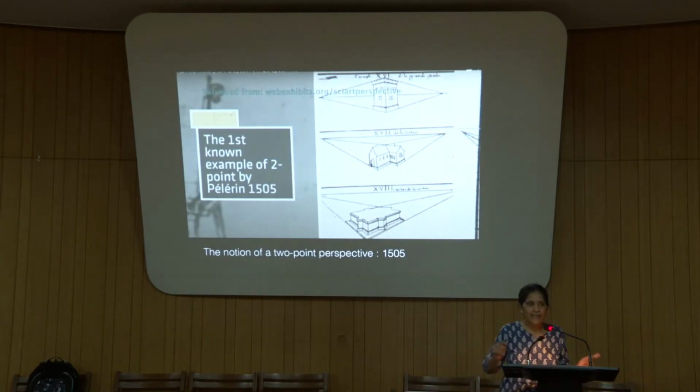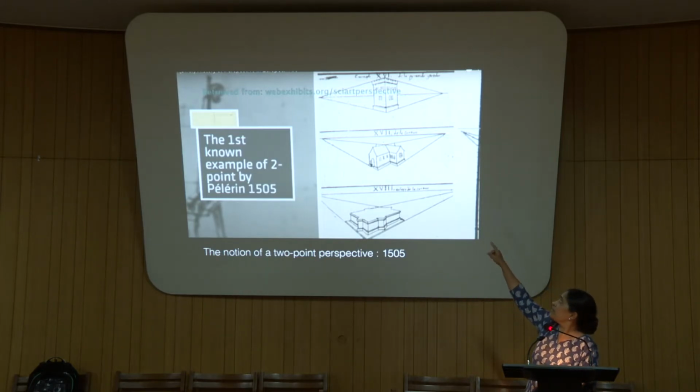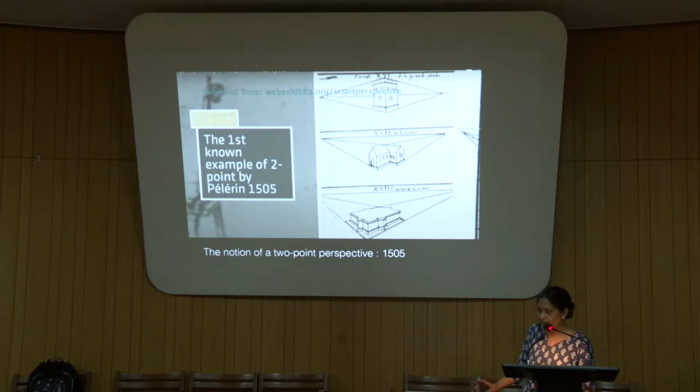And till now I have talked about actually one-point perspective. That means a set of parallel lines merging at a point. That was the first painting that I had shown you. But in general, you can have families of parallel lines merging at various different points. So here there's a two-point perspective. This is just a historically interesting piece of knowledge. The notion of a two-point perspective was first seen in 1505.